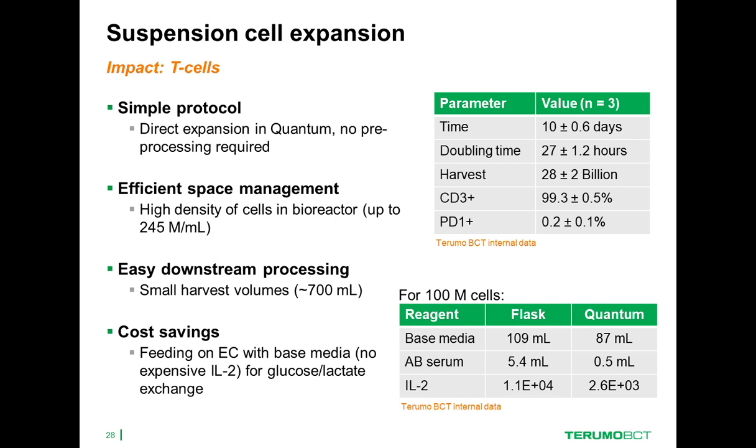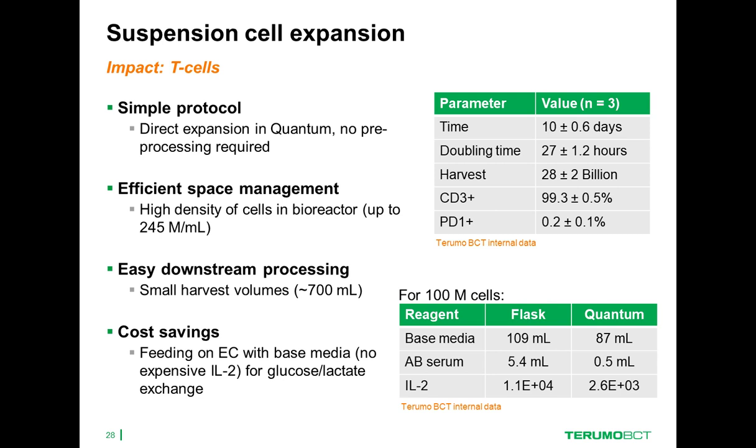Second, in a small benchtop device with 190 mL of hollow fiber volume, we were able to pack 30 billion cells because of the excellent gas exchange our design can provide. We were also able to harvest these 30 billion cells quickly and in a small volume of 700 mL on average, so one operator was able to handle the downstream processing.